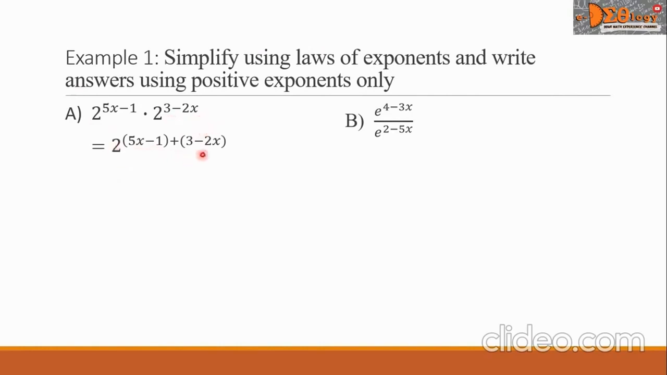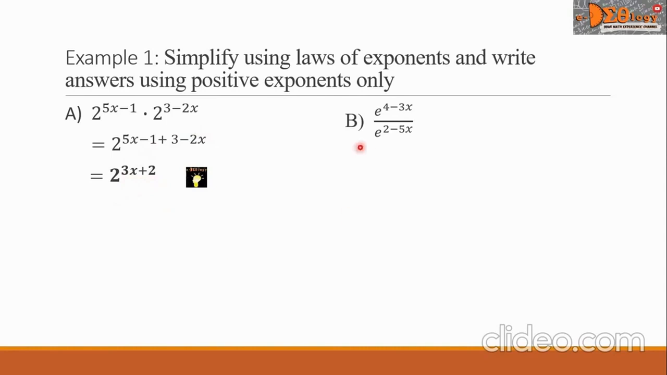So we can directly remove the grouping symbol and add corresponding terms. So the 5x and the negative 2x, we will combine together. It will be 3x. The negative 1 plus 3 is positive 2. So our final answer is 2 raised to 3x plus 2.